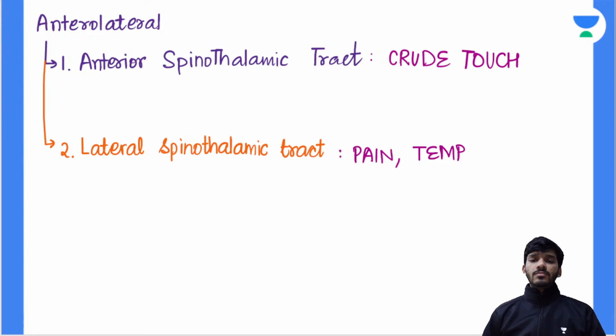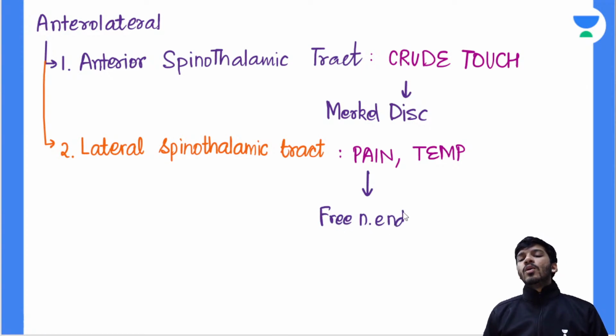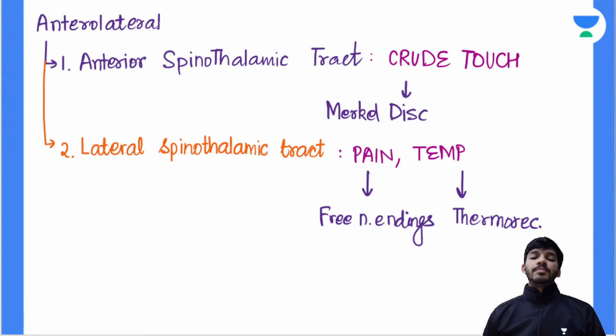So let's start. How does it happen? Please remember that the anterior spinothalamic tract is responsible for crude touch. So the input will come from the Merkel disc. Remember in physiology, I taught you about Merkel disc, Meissner corpuscle, Pacinian corpuscle, all of that. It can also come from free nerve endings, but prefer to write Merkel disc. The input of the lateral spinothalamic tract will come from free nerve endings and also from thermoreceptors. We've talked about thermoreceptors in detail.